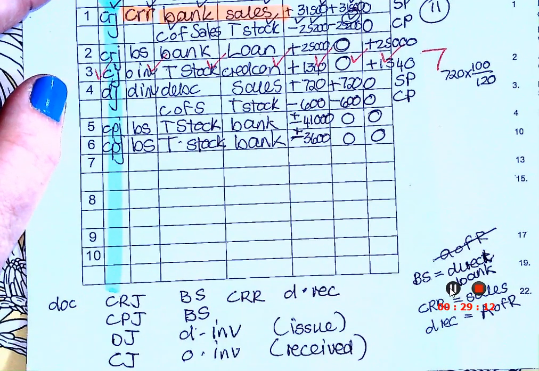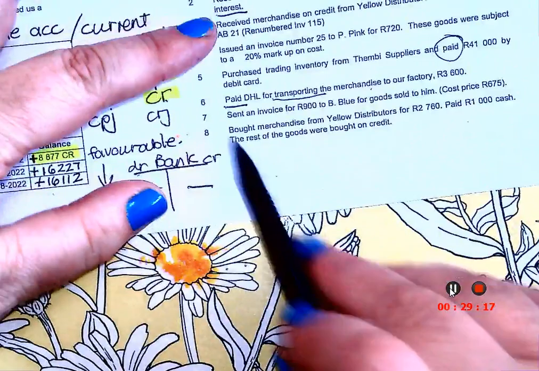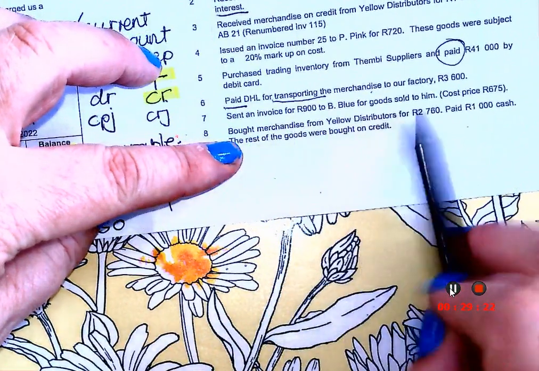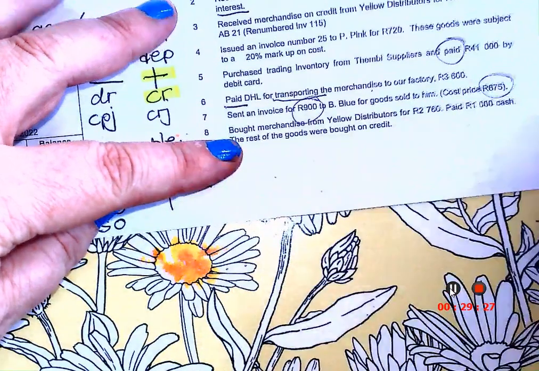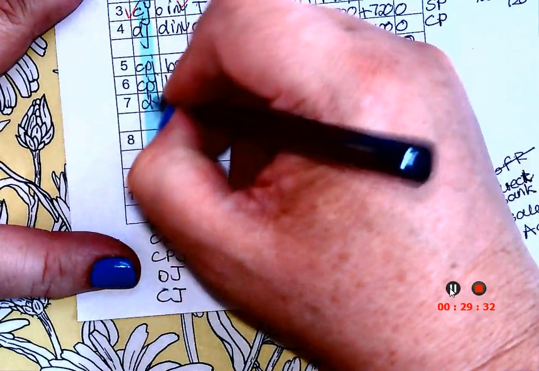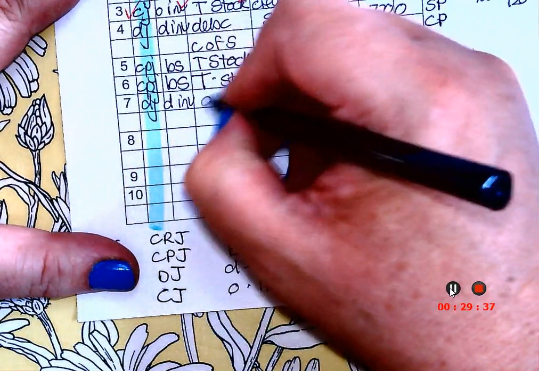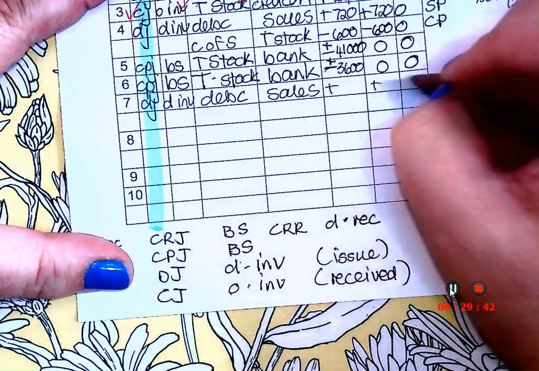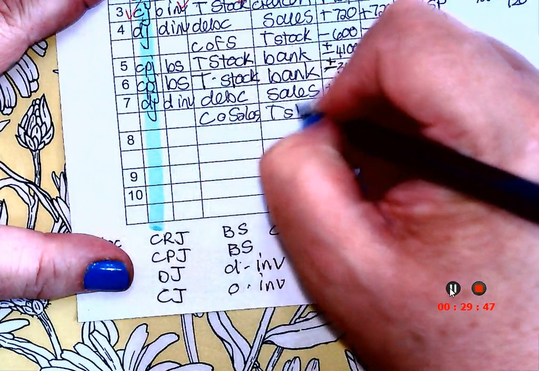Number 7. Send an invoice to Blue for goods sold to him, but now they give me both already, right? Okay, so I send an invoice, so it's a DJ, duplicate, debtors control, sales, plus 0, cost of sales, trading stock, minus 0. Okay.